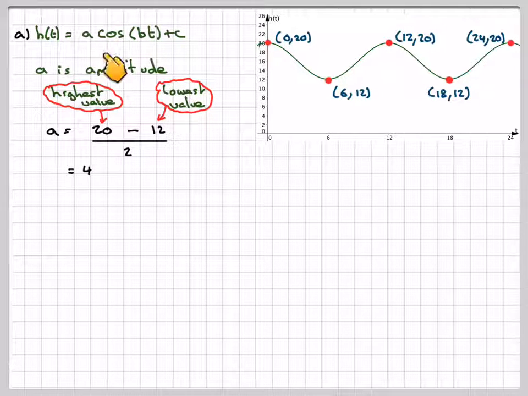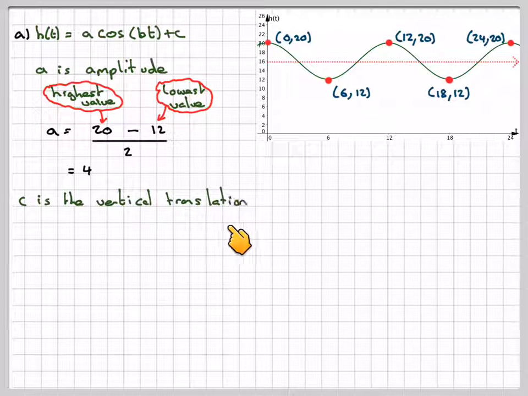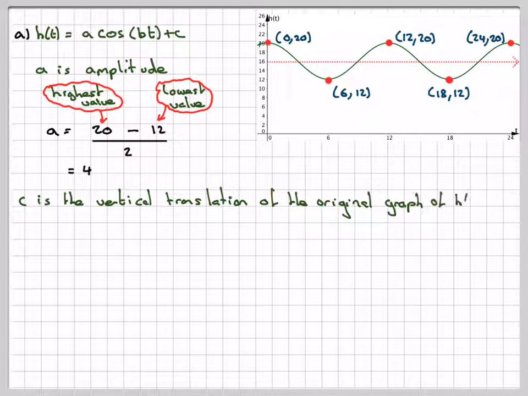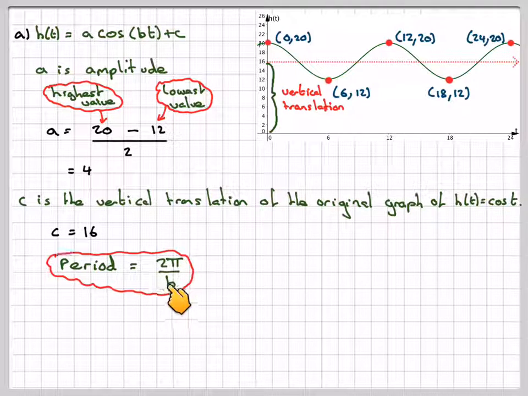So a is 4. c is the next easiest thing to do. If you draw the axis in here, the axis has been shifted up 16 units. So c is what's known as the vertical translation of the graph; the original graph of h(t) is cos t. So c is equal to 16 because it's gone up 16 units. The period is found from 2 pi over b. Now this graph repeats itself after every 12 hours, so the period is equal to 12.